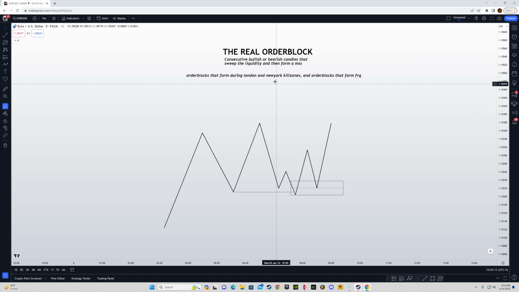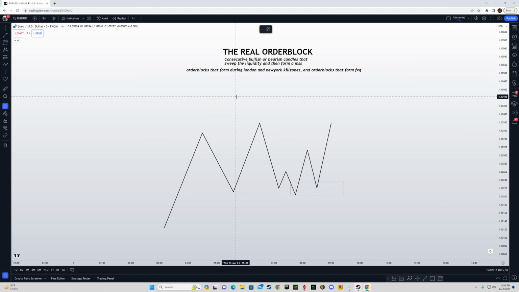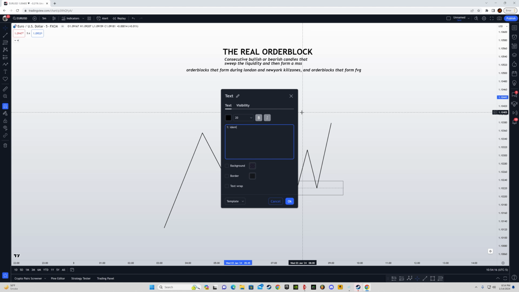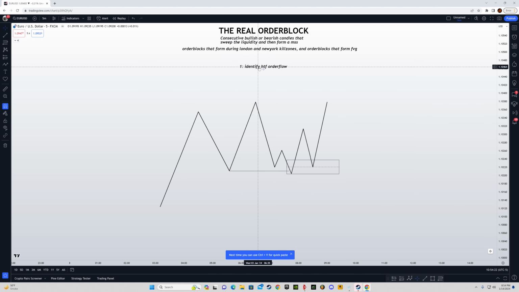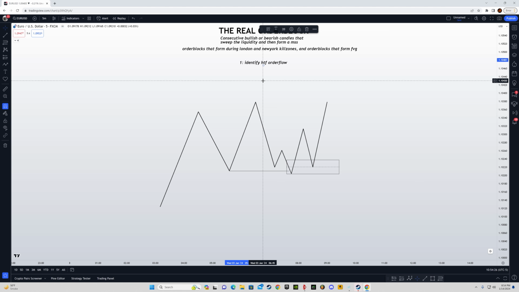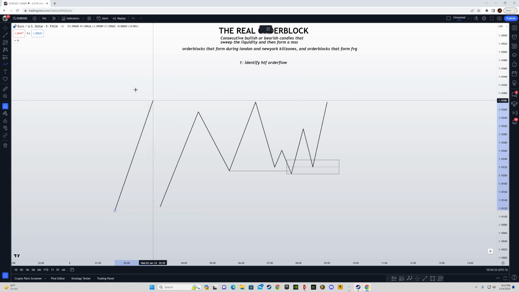So first off, all you have to do is identify high time frame order flow. Okay, you have to identify where the market is going. So my higher time frame auto flow would be 4 hours. On the 4-hour time frame, I have to look at the market structure. Are we consistently making higher highs and higher lows, or are we making lower lows and lower highs?